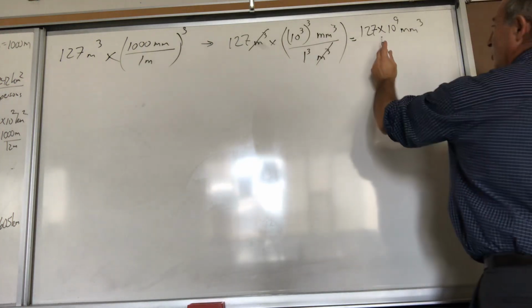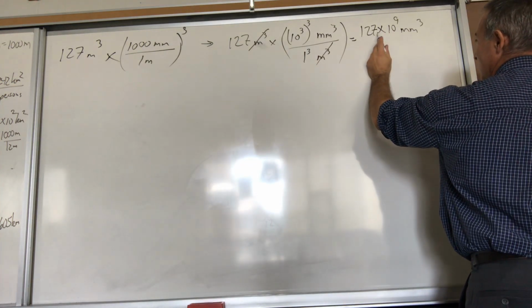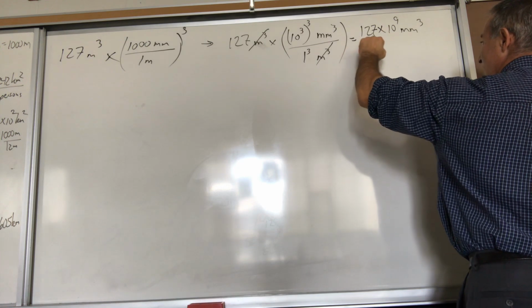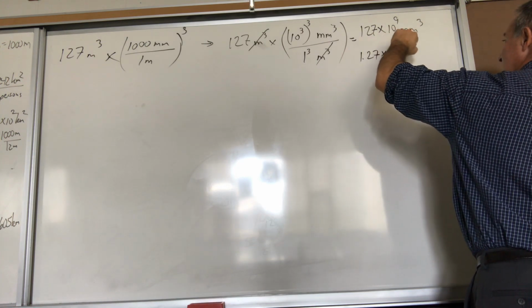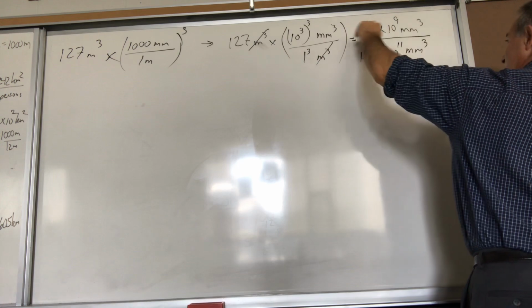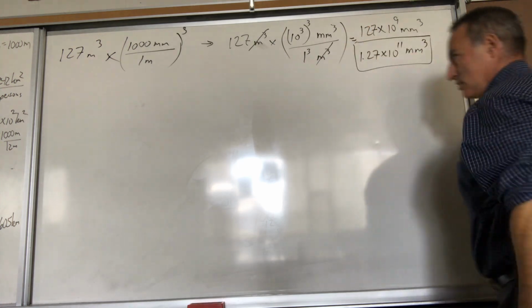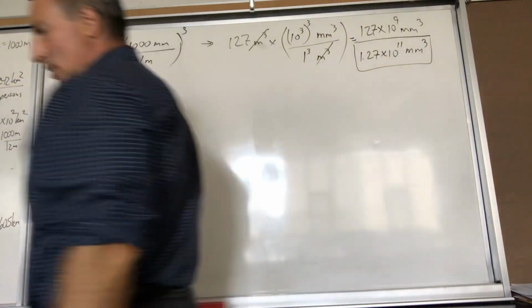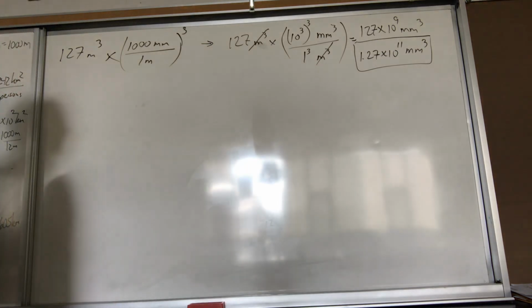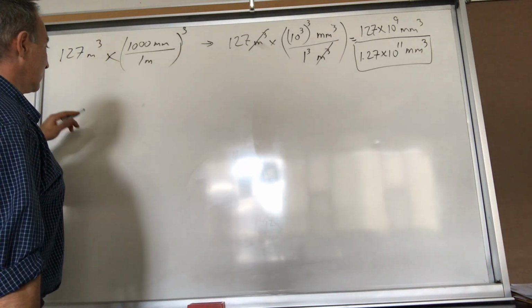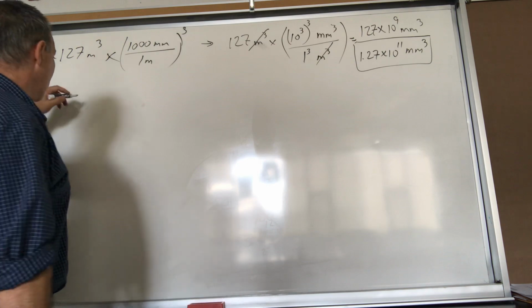And now we turn it into scientific notation by moving the decimal from here to there. So it'll be 1.27 times 10 to the 11 millimeters cubed. And that is what 127 cubic meters equals. Now you can try this problem to test your skills, and I'll give you the answer tomorrow.